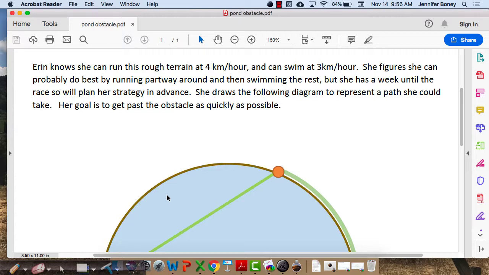Erin knows she can run the rough terrain at 4 kilometers per hour and swim at 3 kilometers per hour. She figures she can probably do best by running part way and swimming the rest, but she has a week until the race, so we'll plan a strategy in advance. So she drew the diagram below to represent the path she could take, and her goal is to get past the obstacle as quickly as possible.